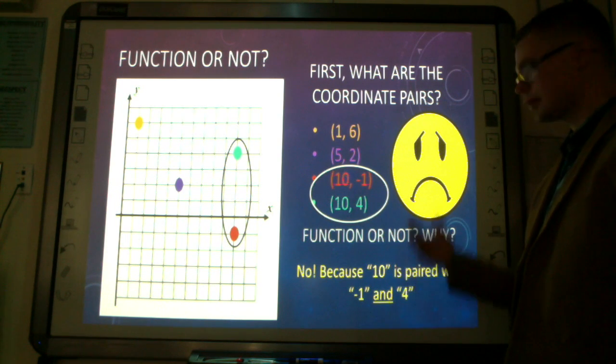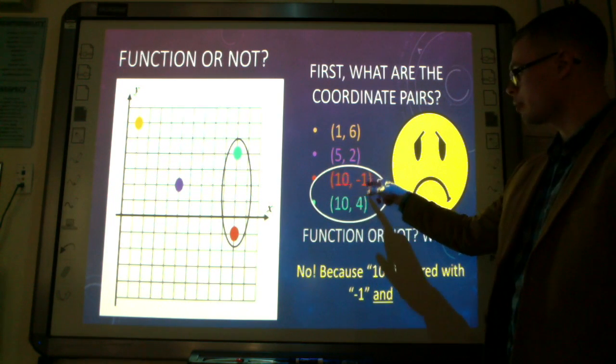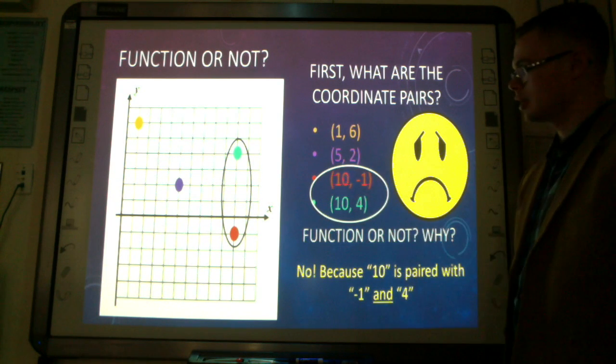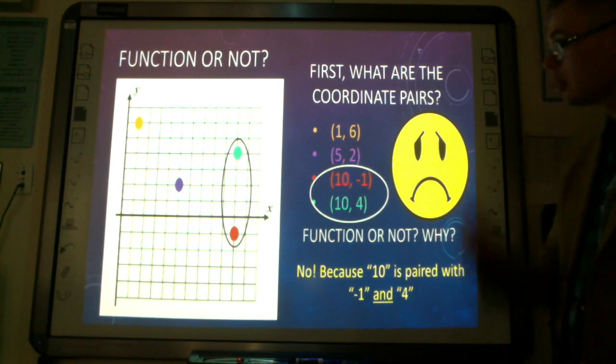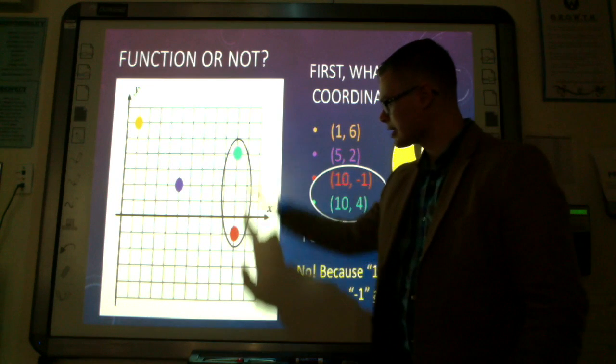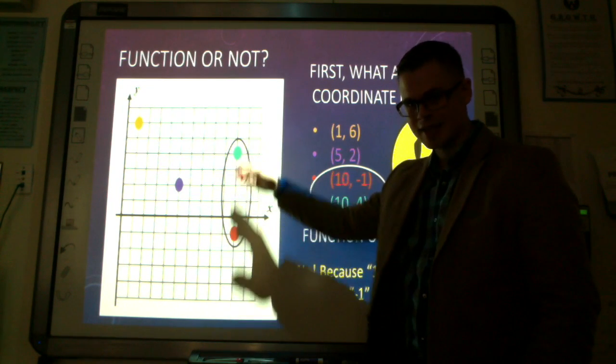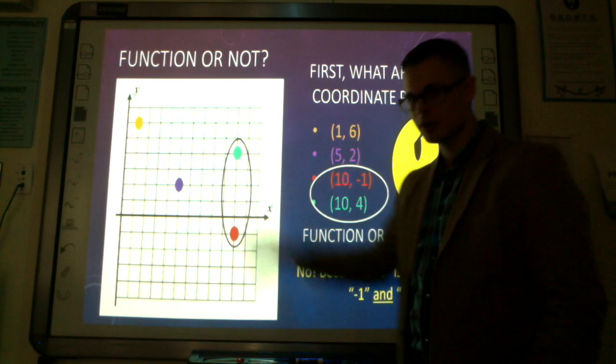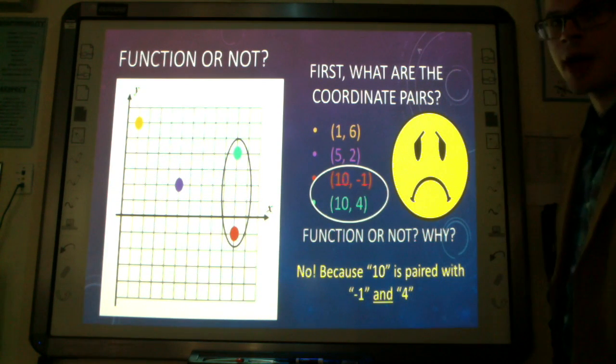Definition of a function. An input cannot match to more than one output. It matches to more than one output. Can't do that. Also, graphically, if you see 2 points on top of each other on the same vertical axis, in the same vertical line, not a function automatically, okay?